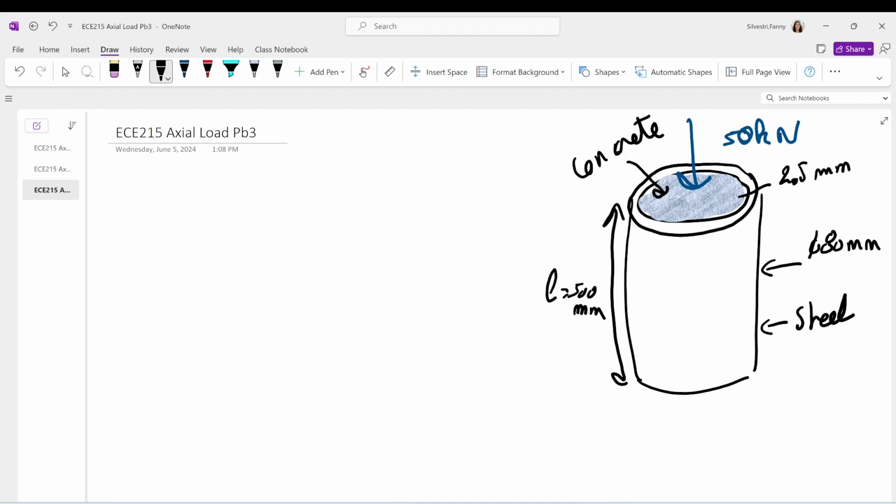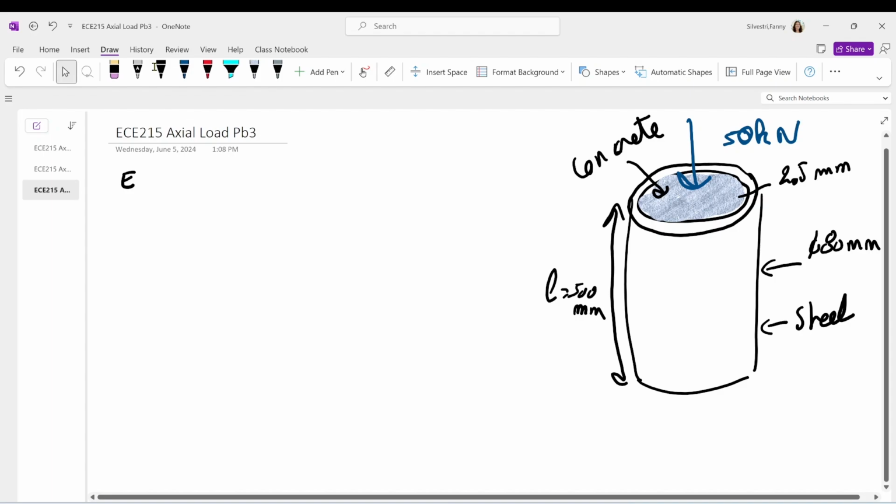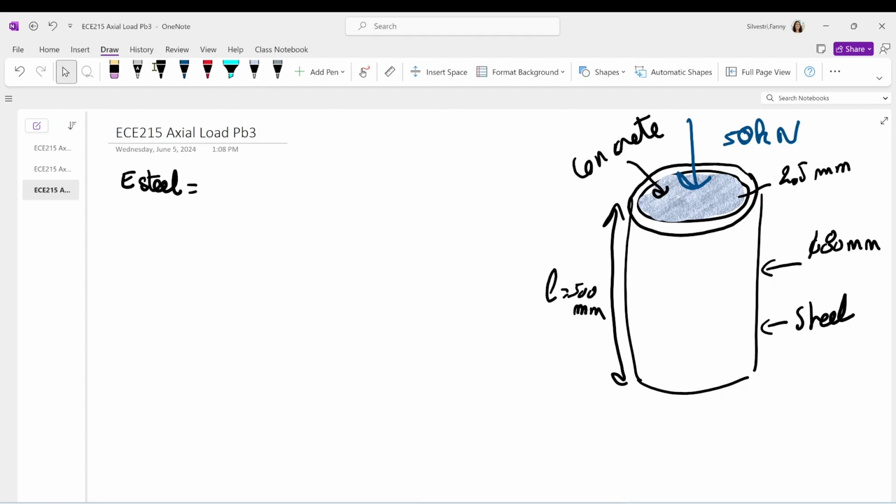Okay, so first thing, I will give you the Young modulus E for the steel that we will use, which is 250 gigapascal. And the E for the concrete is 25 gigapascal. Very much less stiff.